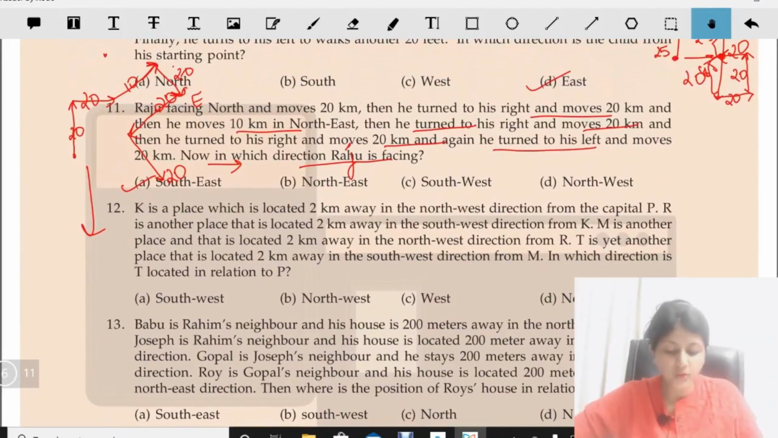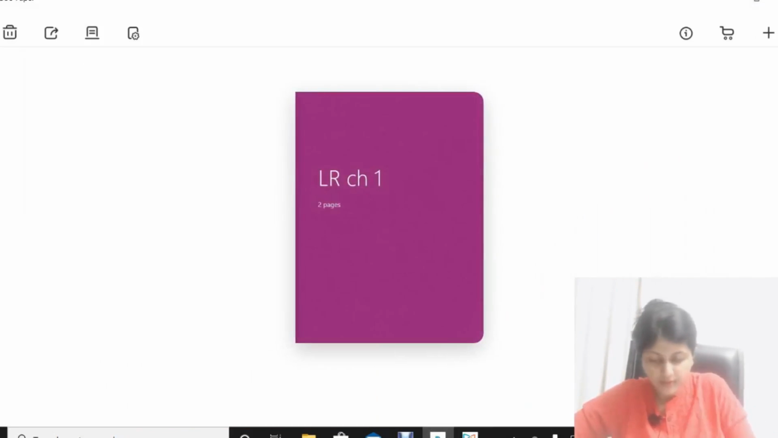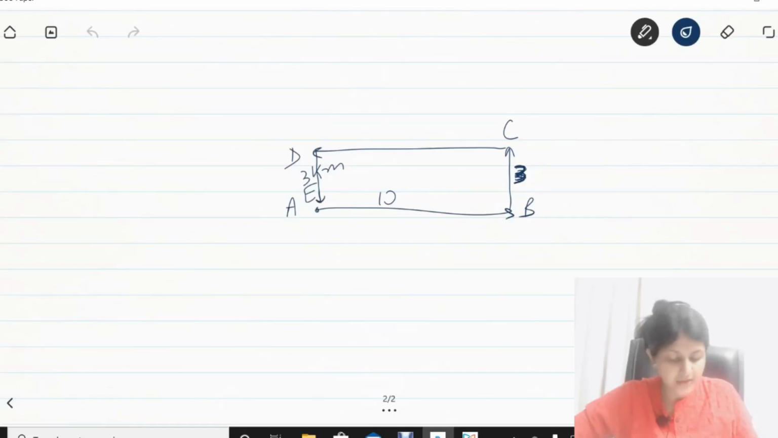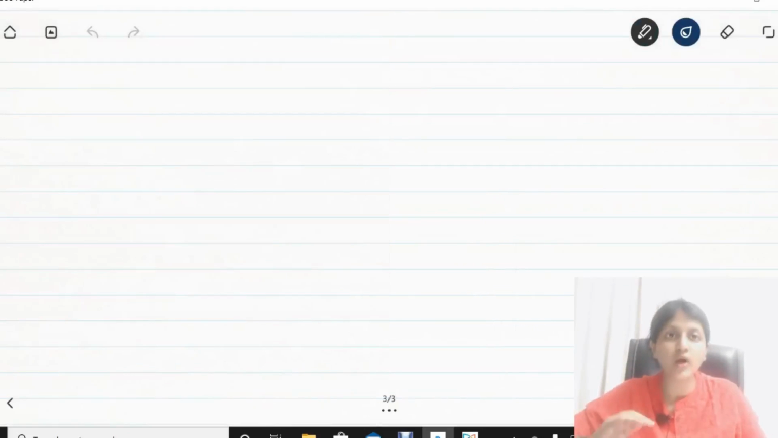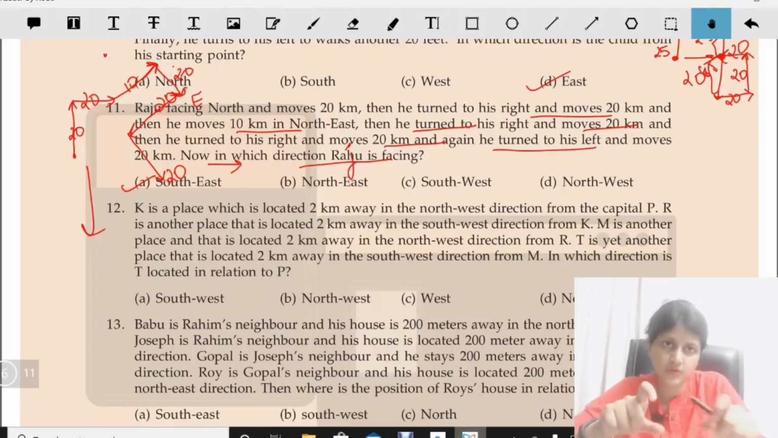I am solving the questions here itself. I can solve it in another PDF here. But I am solving it here for those who do not have the book and for those who have not even downloaded it. So if I am solving here, all of you can see the question and solve along with me.